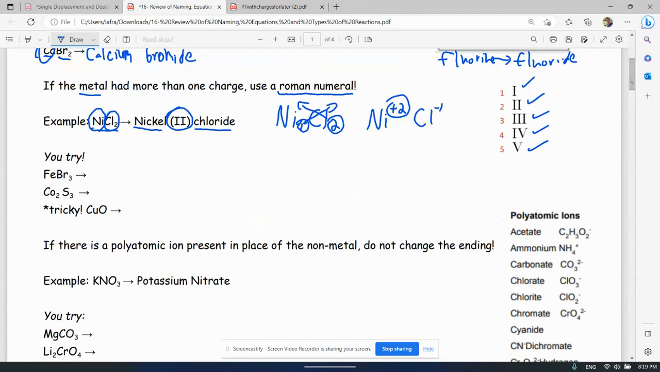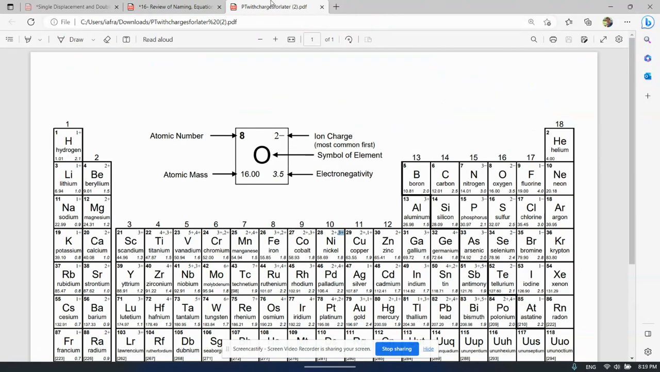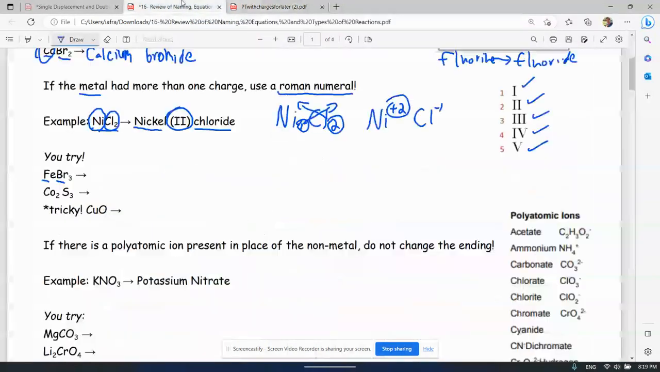Okay, so here we have FeBr3. First, recognize this is ionic by noticing you have a metal and a non-metal. Next, recognize you have a metal that can have more than one charge. That's your iron, 3 plus and 2 plus. So what I do is I write down iron first, and I'm going to put brackets because I know I need to put a number in there, a Roman numeral, and then bromide. So at least you have part of the work done.